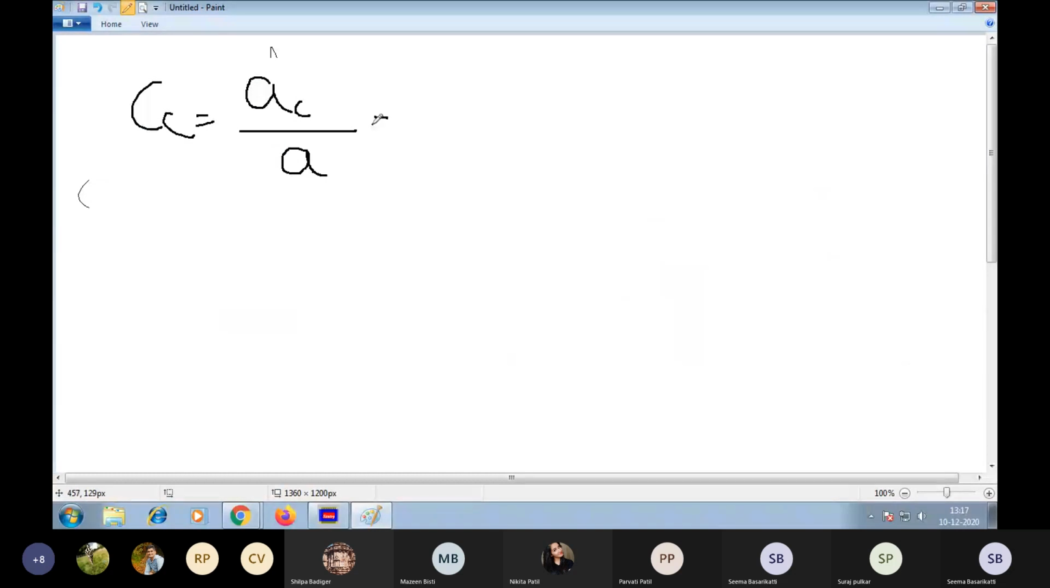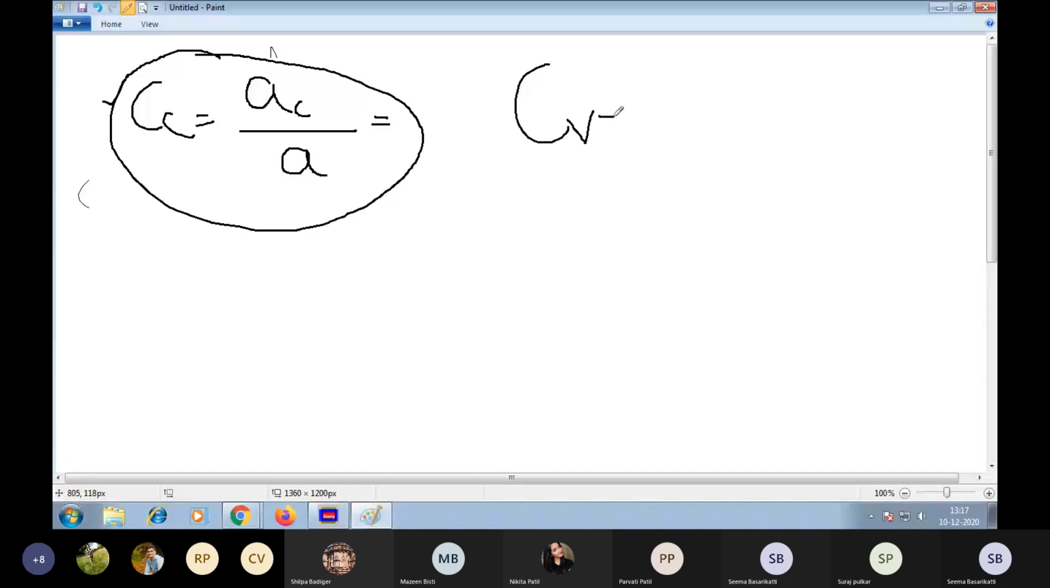What is area? Area is nothing but pi by 4 into d square, the diameter of the jet. So the area of the orifice is pi by 4 into the diameter of the orifice squared. This ratio is called the coefficient of contraction. So CV is V actual by V theoretical, and coefficient of contraction is the area of the jet by the area of the orifice.